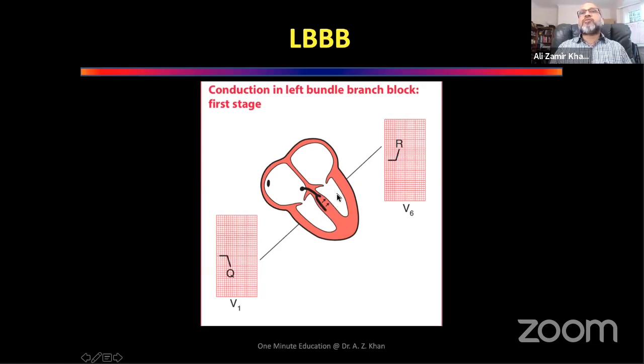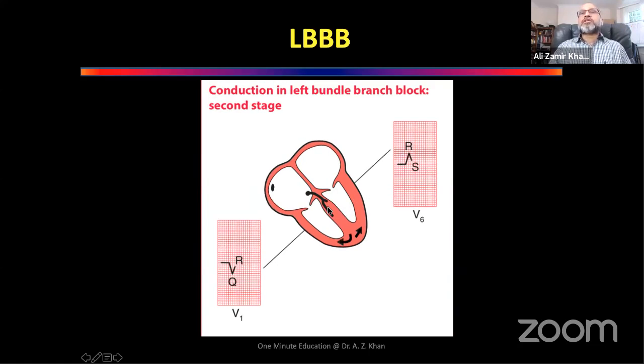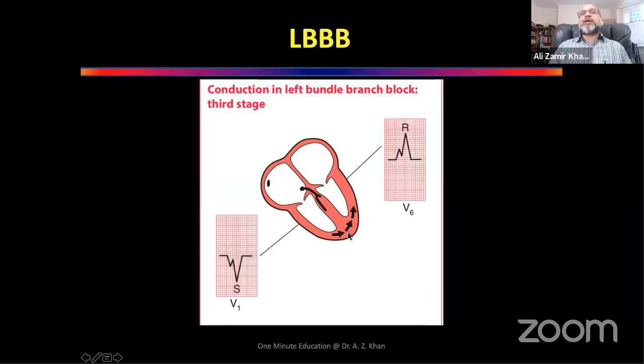Because it is depolarizing from right to left, look at V6. V6 looks at the ventricle from the left lateral side. So this is going towards V6, so you get this spike. Then look at what's happening. It's coming here and starting to go away. So you get this little bit of S wave, but predominantly it's then pushing towards the left, okay?